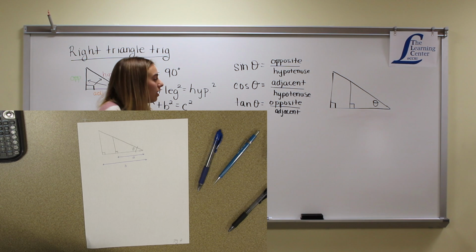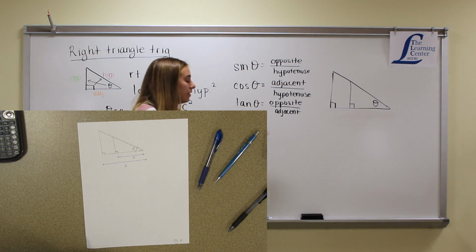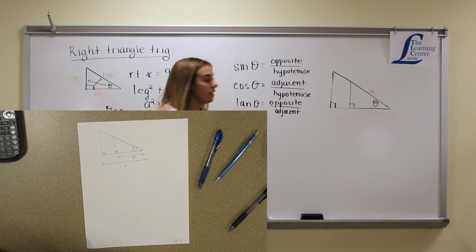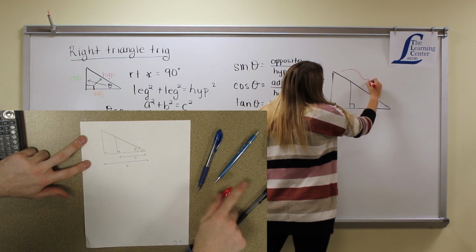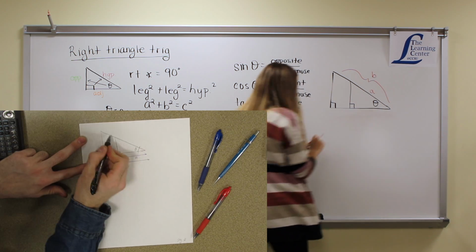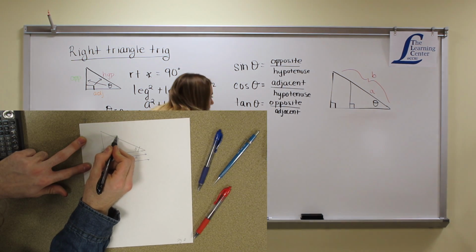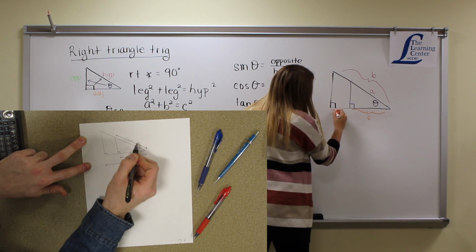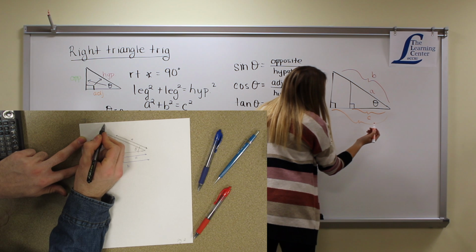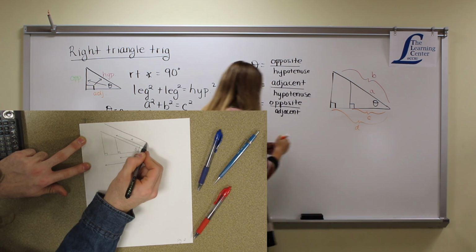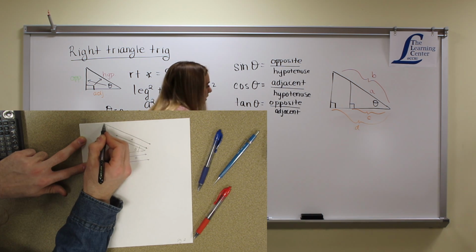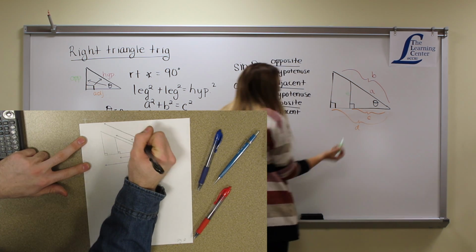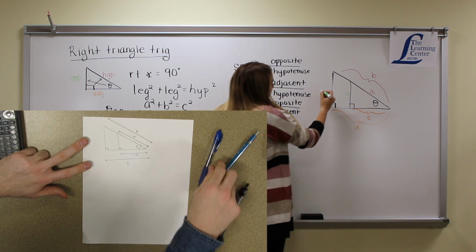So let's go and label our hypotenuse, our opposite, and our adjacent side in this figure. I'm going to label the hypotenuse of the smaller right triangle A, the hypotenuse of the larger right triangle B, the adjacent of the smaller triangle C, the adjacent of the bigger right triangle D, the opposite of the smaller right triangle E, and the opposite of the larger right triangle F.